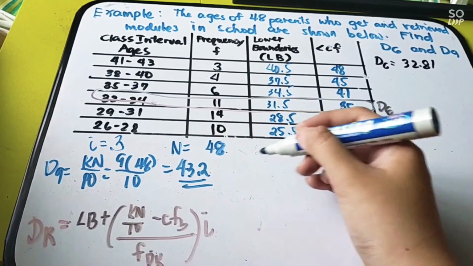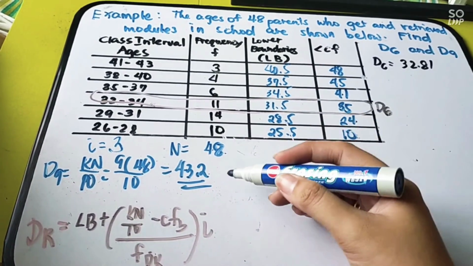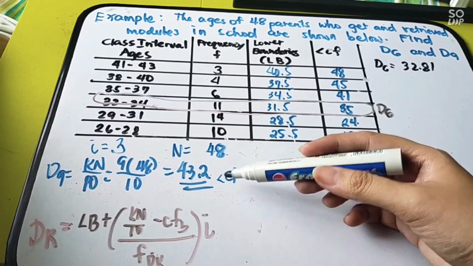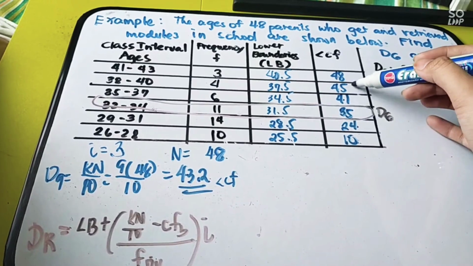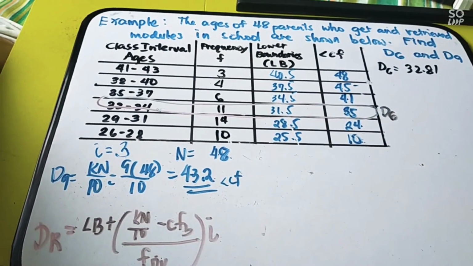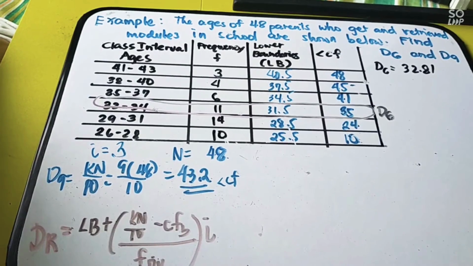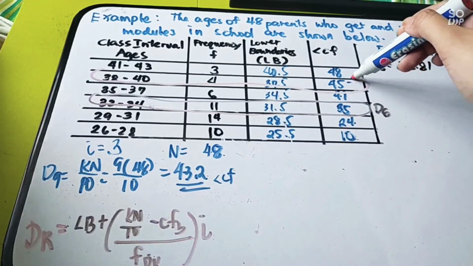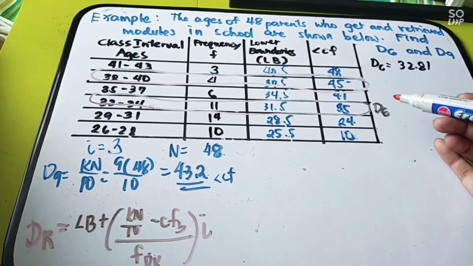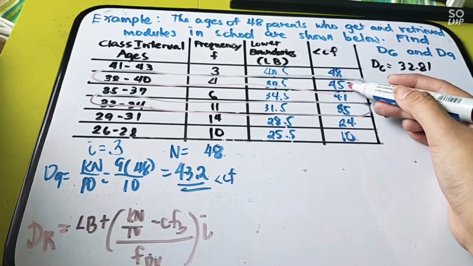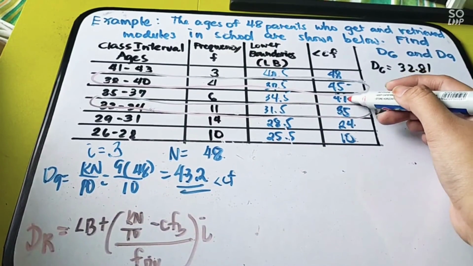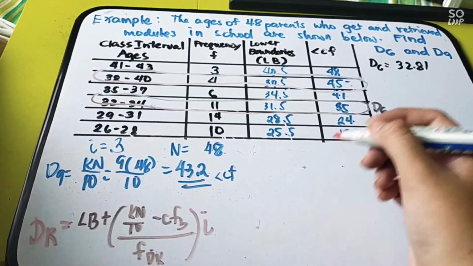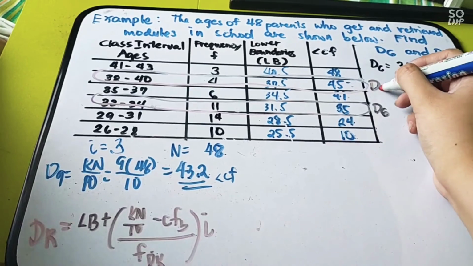43.2. Yan. So, ito yung ating pagbabasihan. Kailangan mas mataas sa CF. 43.2. So, 41 mababa. So, dito tayo. Ito yung gagamitin nating decile 9. Kailangan mas mataas. 43.2, mas mataas siya kay 41. Kaya yun ang susunod nating gagamitin. Okay? Next tayo. So, meron na tayong decile 9.